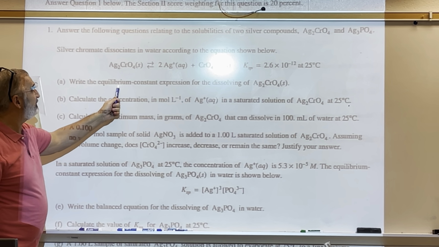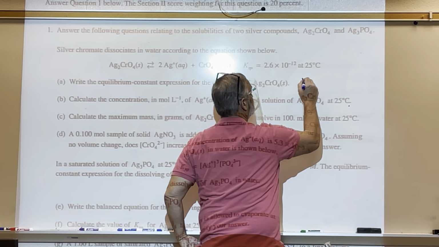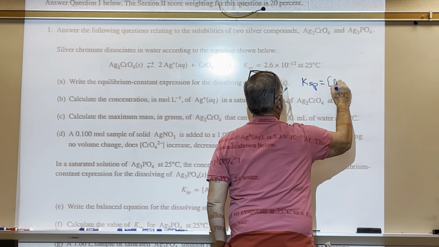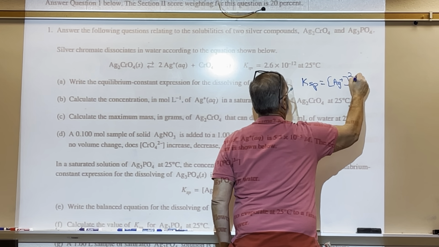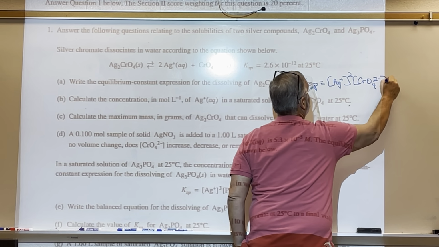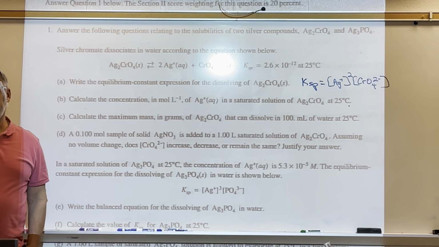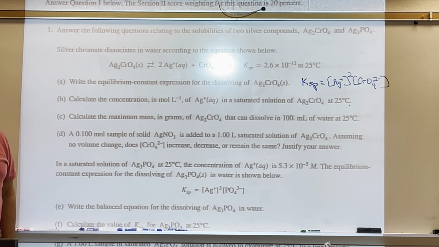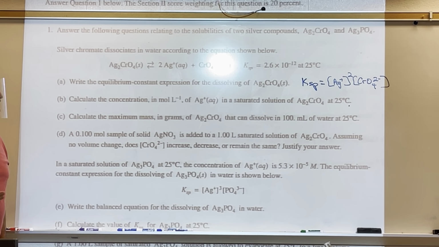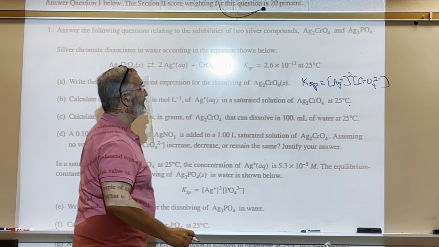So write the equilibrium constant expression. So Ksp is going to equal what? Ag plus squared times CrO4. Okay, and again, this is the equilibrium we talked about that we're going to do in the lab on Tuesday. That's going to be our indicator. That silver chromate is the red precipitate that's going to form. Okay? But it's going to form after the silver chloride.